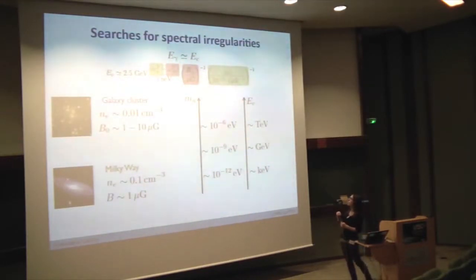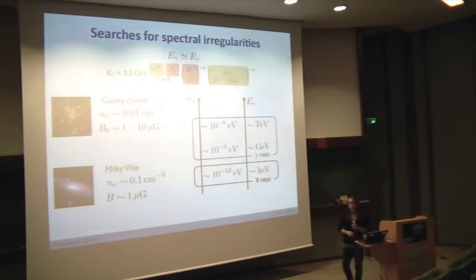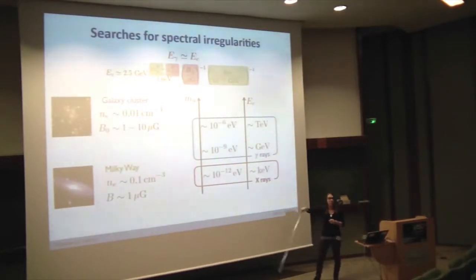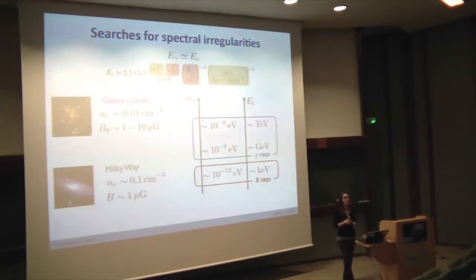So if we then look at fixing the photon-ALP coupling to 10^-11, how the critical energy changes with the mass of the ALP, we can see that if we have a mass of the axion in the micro-electron volt range, then the critical energy will be around the TeV. And on the other hand, if we have a very small mass, let's say 10^-12, we are at keV energies for the critical energy.